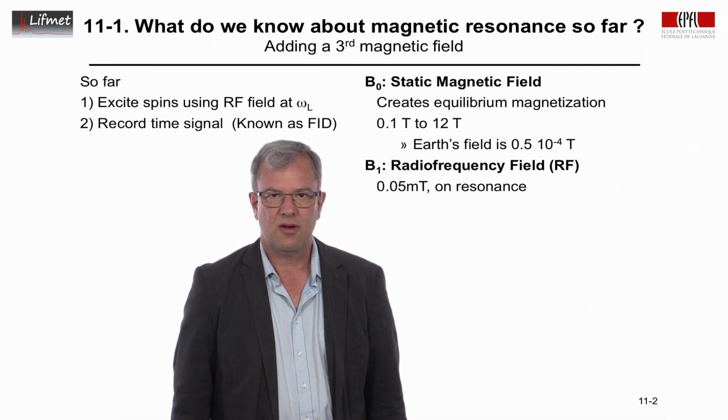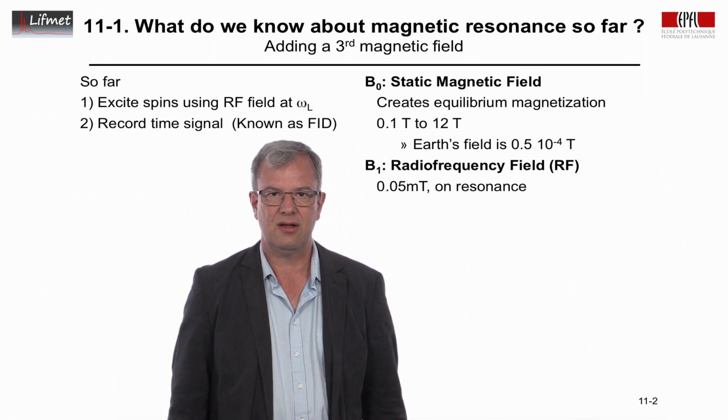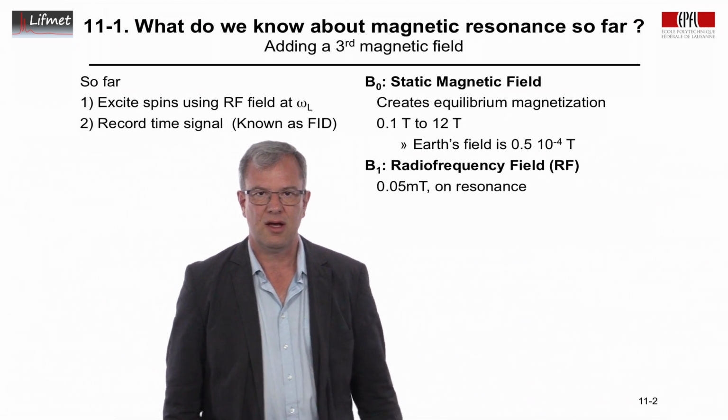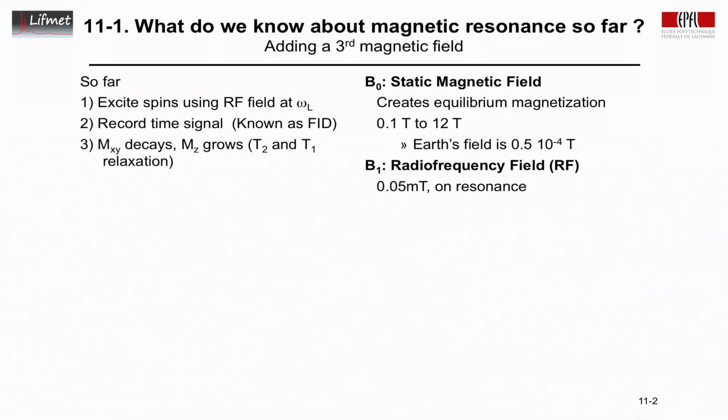After the excitation with the RF field, we have the magnetization in the transverse plane, and then this signal is being recorded. This we introduced last week. This is known as the free induction decay. We have seen that after this excitation, we are no longer at thermodynamic equilibrium. We have to get back to thermodynamic equilibrium. This is done by relaxation, T1 and T2. T2 describes the decay of the transverse magnetization MXY, and T1 the return to equilibrium of the Z magnetization MZ.